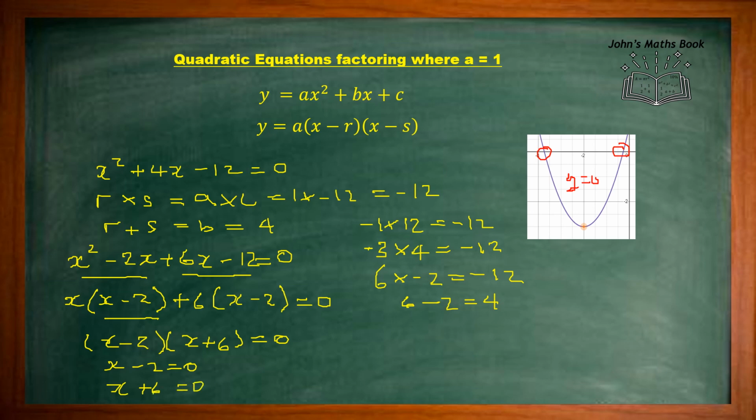So now we have two equations, x minus 2 equals 0 and x plus 6 equals 0. If we solve these two equations, we get the roots of the quadratic. Solving the first one, we get x equals 2, and the second one, x equals minus 6.